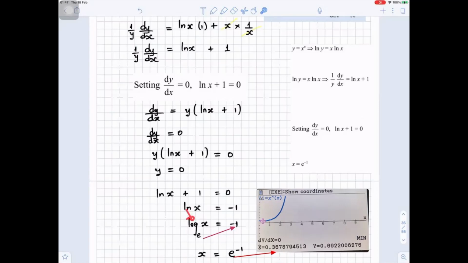ln is the same as log to the base e. So log of x to the base e equals minus 1. So this is like e to the minus 1 equals x. If you put e to the minus 1 on your calculator, you get 0.367. And if you plot the graph, you find dy over dx equals 0 at the minimum point, you will get the same answer. That's a way to check your answer. So you can use the calculator to check your answer is correct, e to the minus 1.